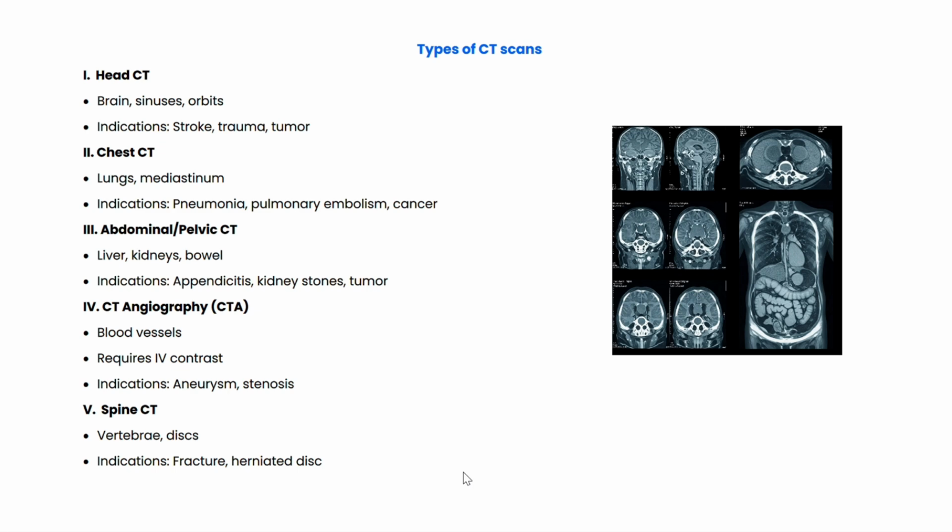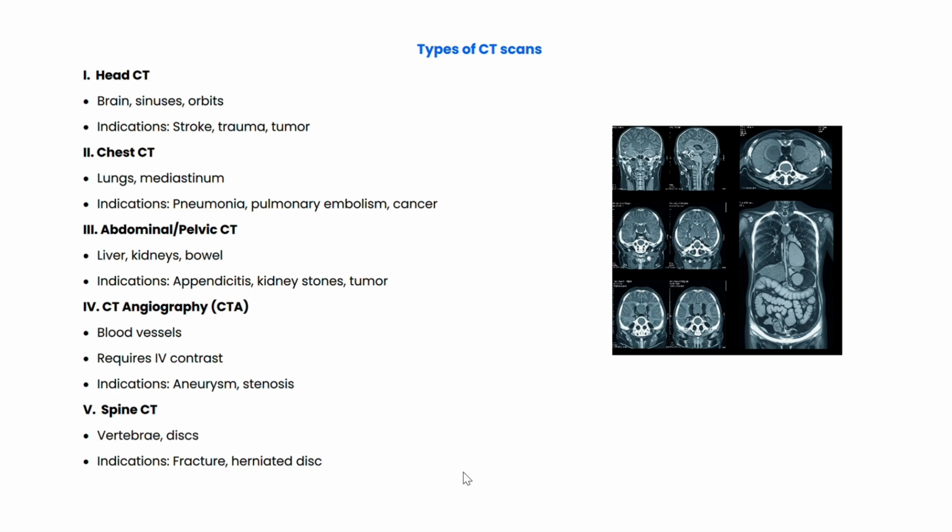There are several types of CT scans, each tailored to specific body regions. A head CT is used for the brain, sinuses, and orbits and helps in diagnosing stroke, trauma, and tumors. A chest CT visualizes the lungs and mediastinum and is used for conditions like pneumonia, pulmonary embolism, and lung cancer.